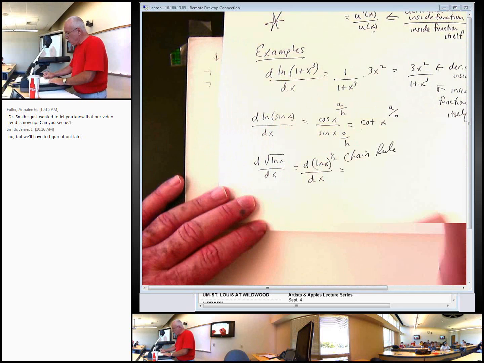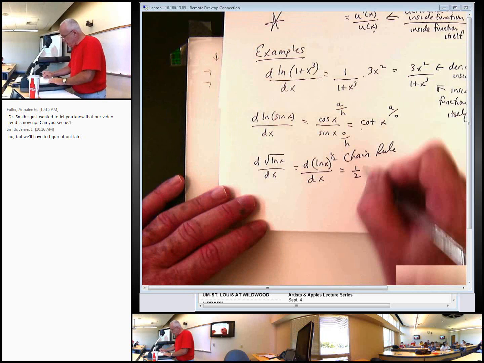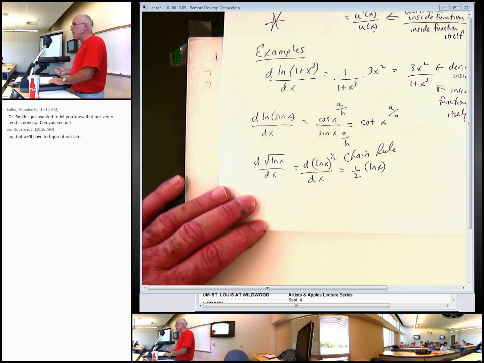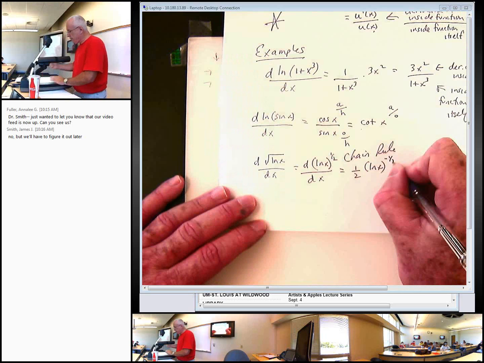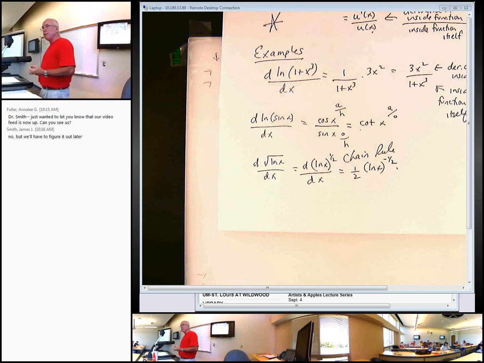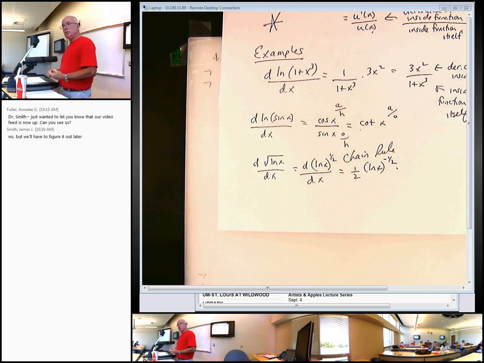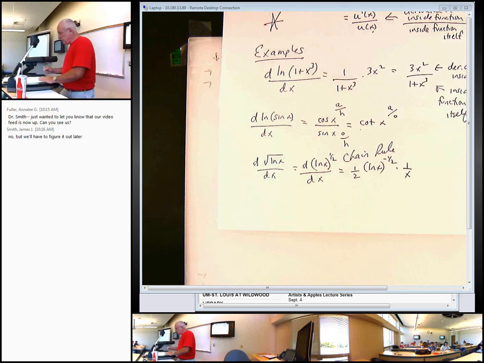We bring down our 1/2. We write our ln of x. We decrease the exponent by 1 to a negative 1/2. And then to finish the chain rule, we have to do the derivative of the inside function. Derivative of the ln of x is 1 over x. So this is what we get.